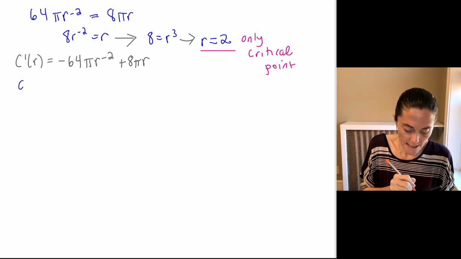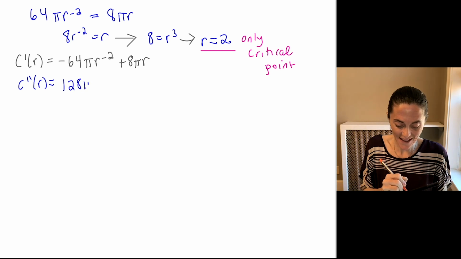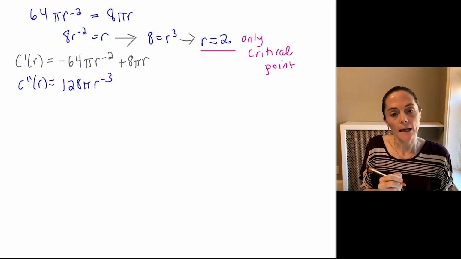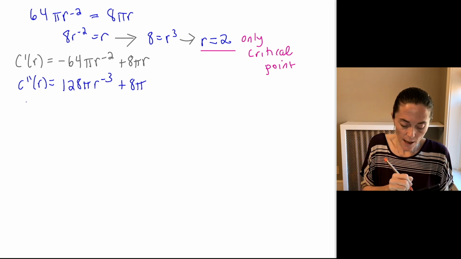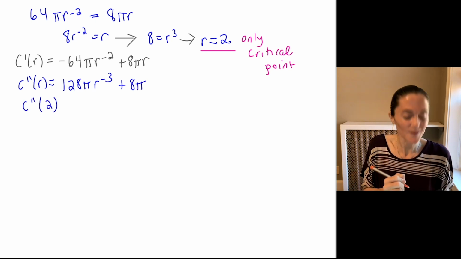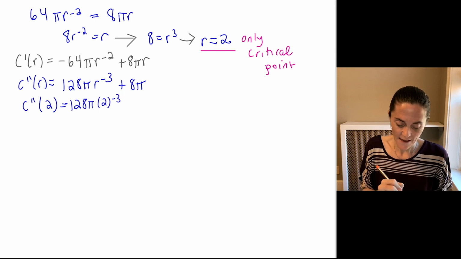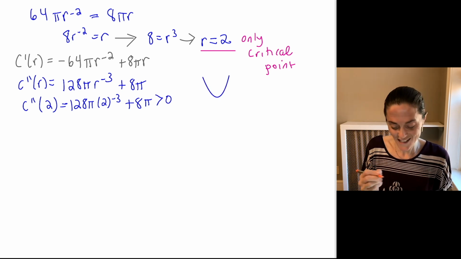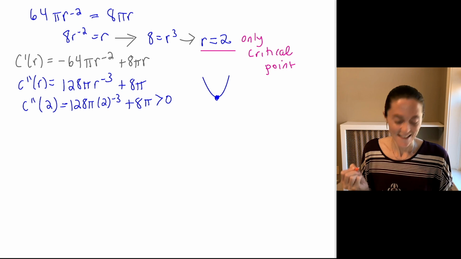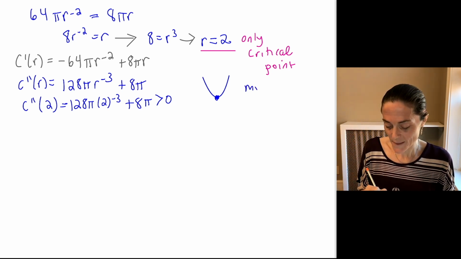So let's take the second derivative. What do we have here? We have 128 pi r to the minus 3, and then we have plus 8 pi. And then evaluate the second derivative at 2. So we have 128 pi, 2 to the minus 3, and then plus 8 pi. Certainly this is positive. This tells us my cost function is concave up. And you notice concave up, we have a min. So in fact, we do have a minimum.